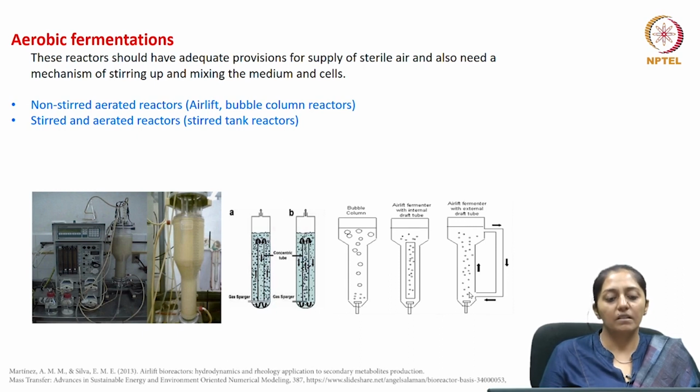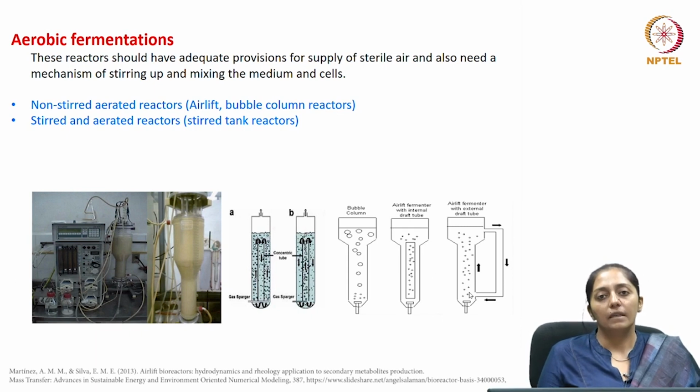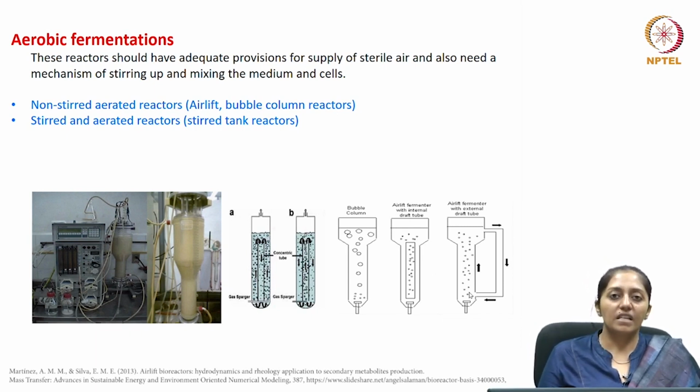Talking about aerobic fermentations, there are different types of reactors. They can be classed as non-stirred aerated reactors or stirred aerated reactors. Now, these reactors should have adequate provisions for supply of sterile air and also need a mechanism for stirring and mixing of the medium and cells. So, under non-stirred aerated reactors, some of the examples are airlift reactors or bubble column reactors. You can see the schematic on the slide of the airlift and the bubble column reactors. And I hope looking at the schematic, you are able to make out the difference between the two types of reactors. Can you see how it is different?